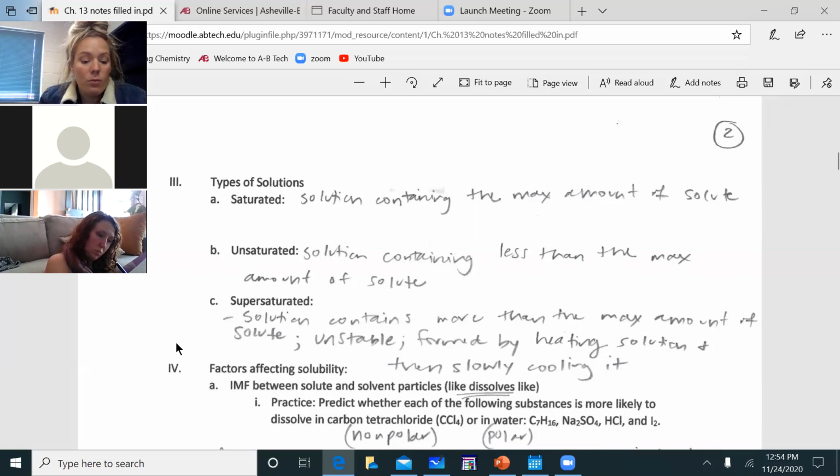And if I did that really, really slowly, I could create this unique situation where it will hold on to the salt. But it's unstable, and if I was to throw even a single grain of salt into that supersaturated solution, a lot of the excess salt would end up precipitating out.